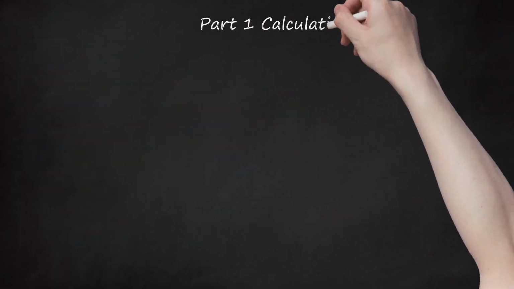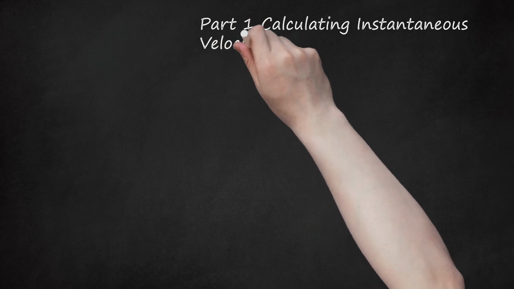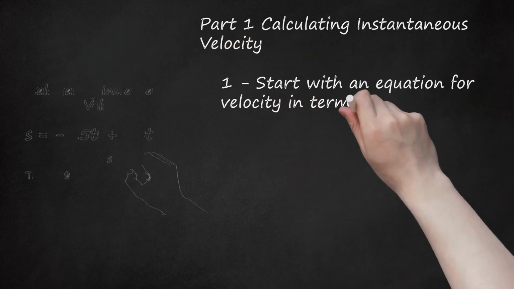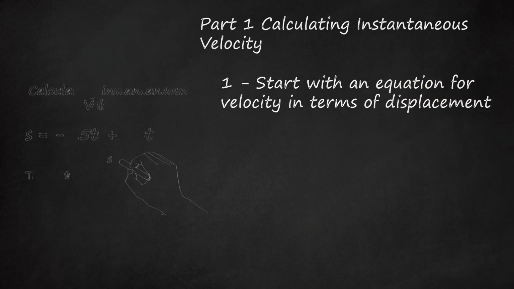Part 1. Calculating instantaneous velocity. 1. Start with an equation for velocity in terms of displacement. To get an object's instantaneous velocity, first we have to have an equation that tells us its position, in terms of displacement, at a certain point in time. This means the equation must have the variable s on one side by itself and t on the other, but not necessarily by itself, like this: s = 1.5t^2 + 10t + 4.